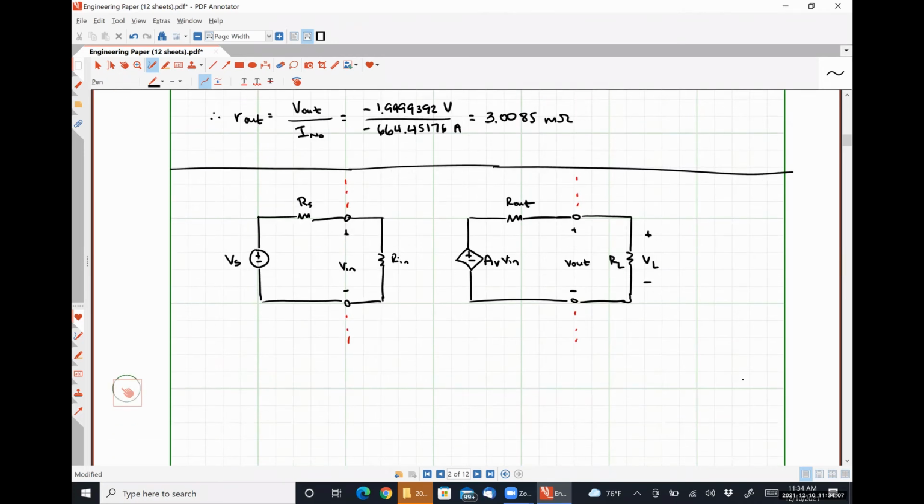And we said ideally, VL should be our voltage gain times Vs.